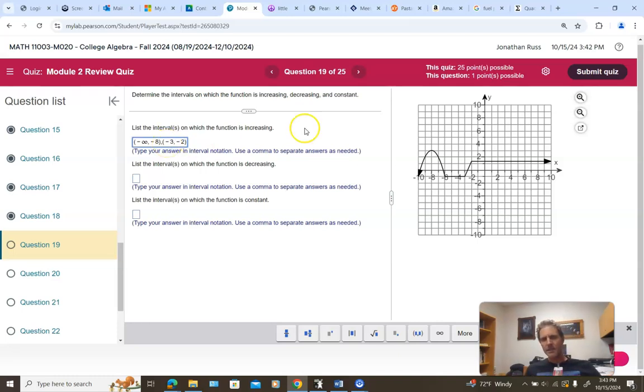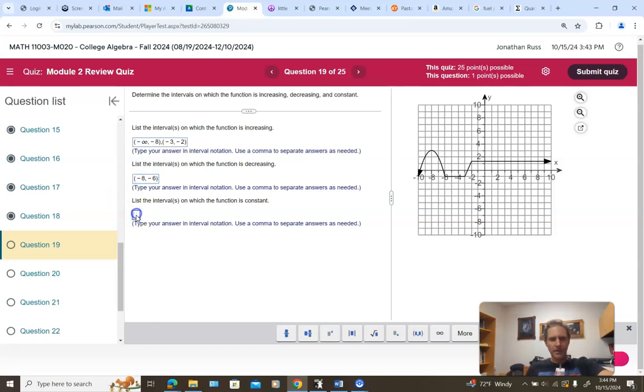All right, now where is it decreasing? Well, it's just this little segment here. From negative 8 to the x coordinate of this point, which is negative 6. So from negative 8 to negative 6, this function is falling. Negative 8 to negative 6.